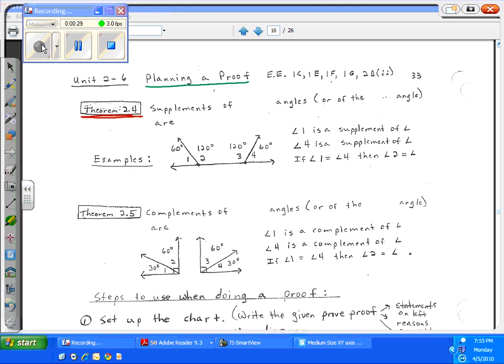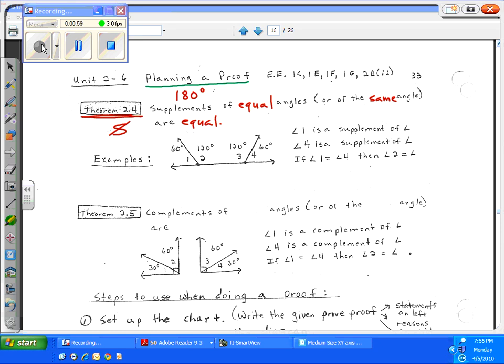The first one is supplements. We know supplementary angles are two angles whose measures have the sum of 180, recall, and the way we remembered that is the S turns into an 8 when you slash it, so there's the 8 for 180. But supplements of equal angles or of the same angle are equal.